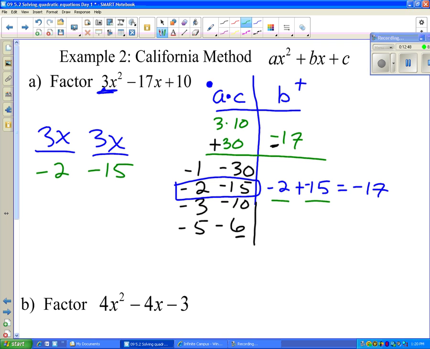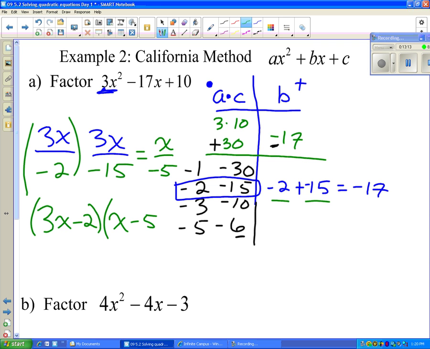And the really slick thing is I want to reduce my fractions. This first fraction cannot be reduced, so it becomes my factor 3x minus 2. This one can be reduced. 3 goes into 3 once, so I get 1x or x. 3 goes into 15, negative 5 times. And that reduced, leaving the factor x minus 5.